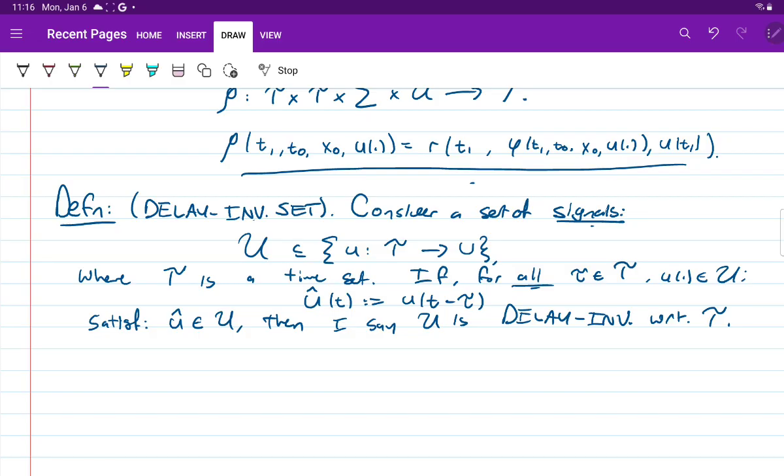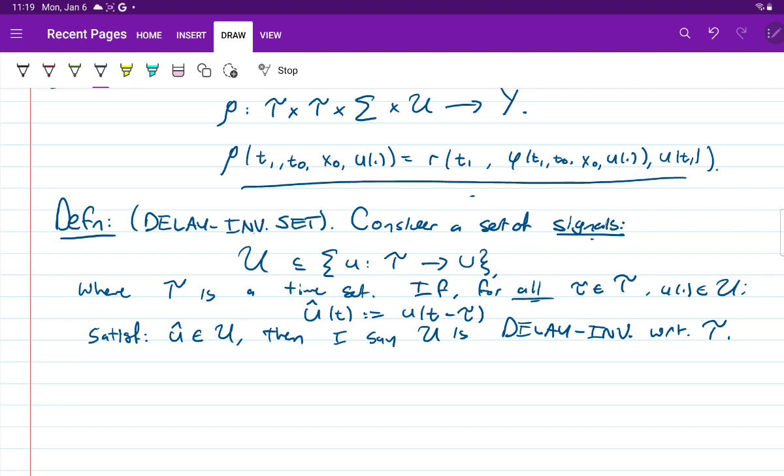So basically what's happening here is if I can take any input signal in this set, and I delay that signal by any time I want in my time set, and that delayed signal still belongs to this set, then we say it is a delay invariant set. So I take any signal, I delay it. If that signal still belongs to my set, this set is delay invariant. Right here we've said delay invariant with respect to this set t. When the set t is clear, we could just say it's delay invariant.